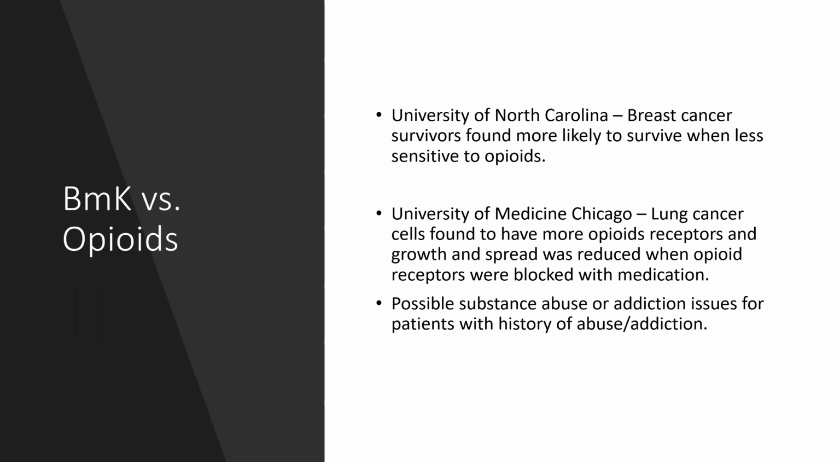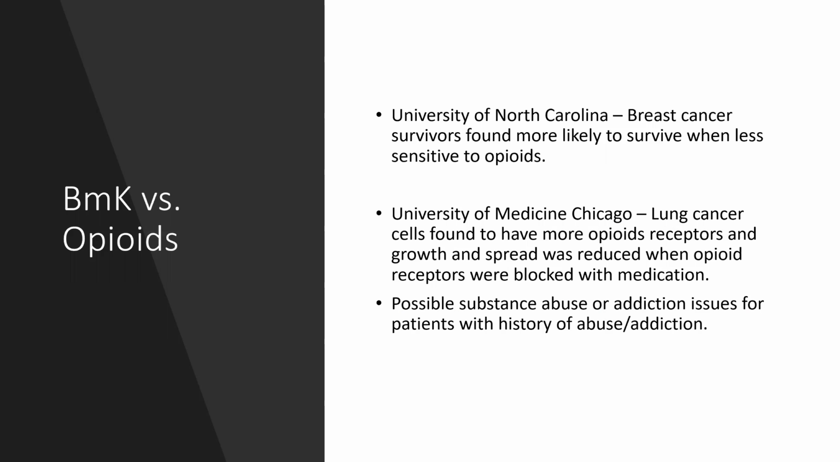One study by University of North Carolina looked at the survival rates of an earlier study of 2,000 breast cancer patients, and found that women being treated for invasive breast cancer who had genetic mutations that made them less sensitive to opioids were much more likely to be alive 10 years after cancer treatment. Women with one copy of the protective mutation were nearly twice as likely to have survived. Those with two copies were 4 times as likely.